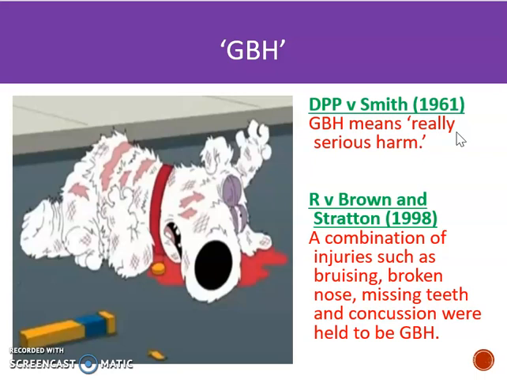So GBH, we know, means really serious harm. You must take into account the age of your victim when deciding whether it's going to be GBH or not. And you can also take into account the fact that there might be lots of smaller injuries which taken together can be classed as GBH.